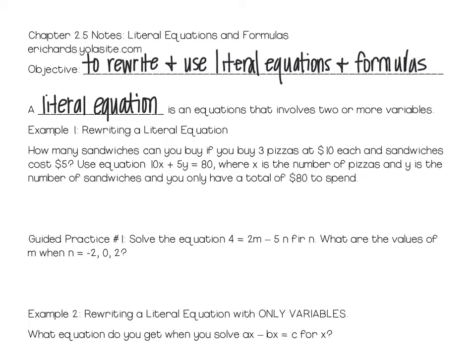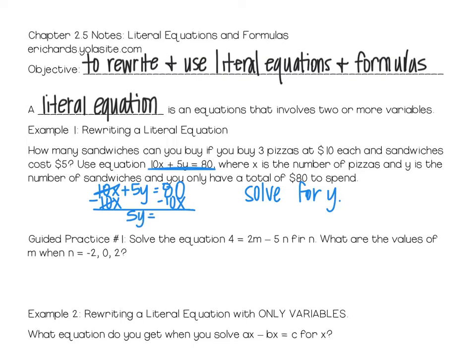So really I just need my equation 10x plus 5y equals 80. And I'm trying to figure out how many sandwiches I can buy. So y is my sandwiches. I am going to solve for y. So I'm going to subtract 10x because I'm trying to get y by itself. I know there's two variables, but don't let that confuse you. You're still just trying to get y by itself.